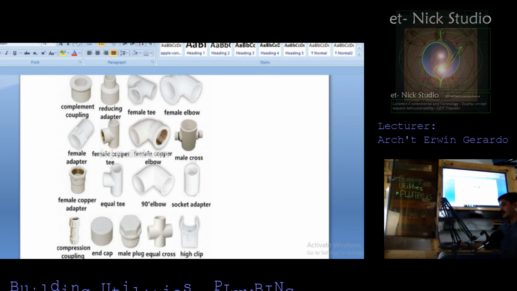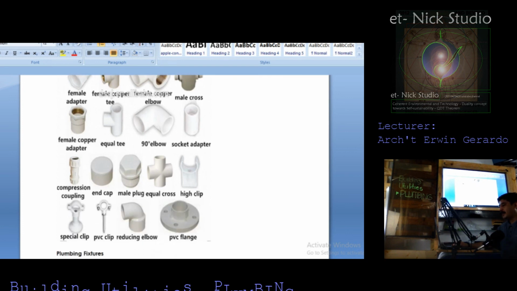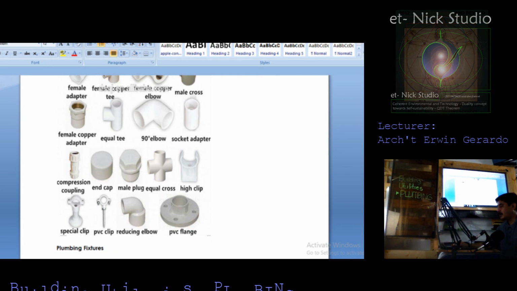We have the compression coupling, end cap, male plug, equal cross, high clip, special clip, PVC clip, reducing elbow, PVC flange. So take note, for the PVC flange, we can actually adapt this even in a water closet to mount the water closet to the floor.